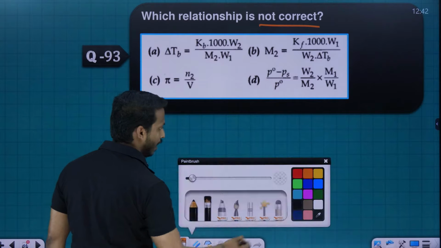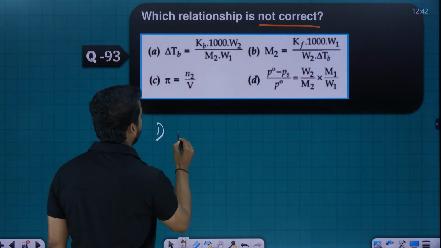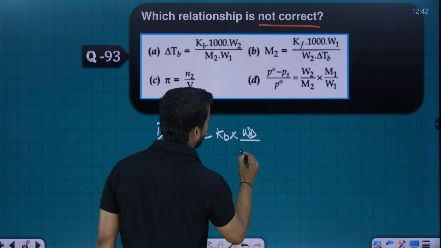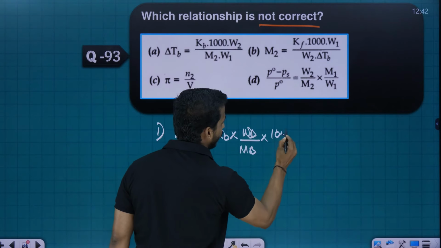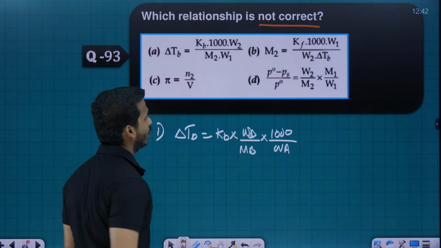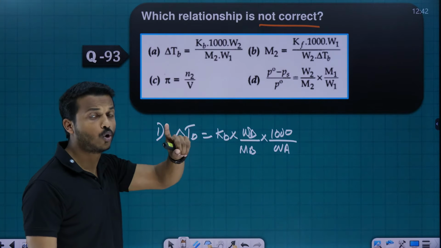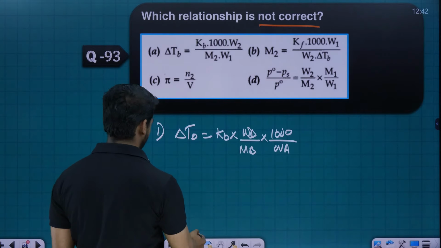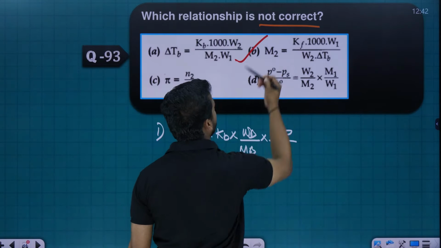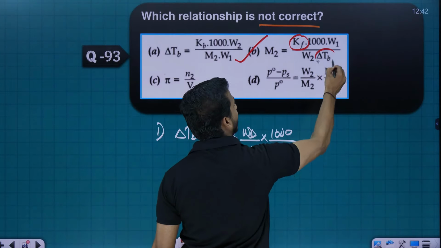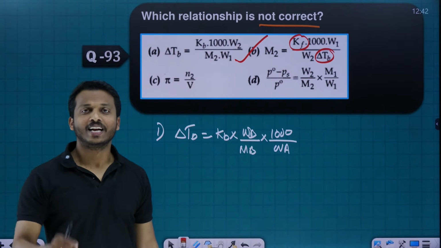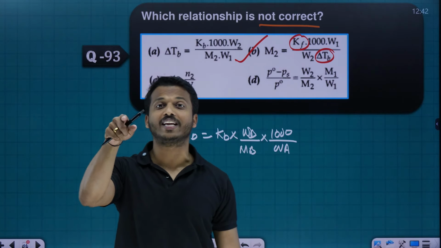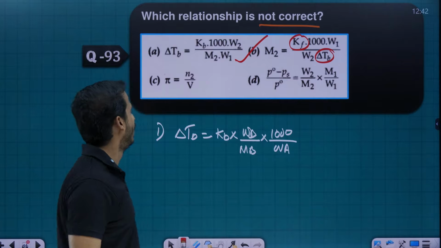Which relationship is not correct? Check it, all of you. Delta TB, what is the delta TB expression we have? Delta TB is equal to KB into W2 by M2 into 1000 divided by W1. They used 1 for solvent, 2 for solute. So that is correct. Very simply, we can identify it's option B, because KF and delta TB. Delta TB means elevation of boiling point, where the constant is KB, not KF.